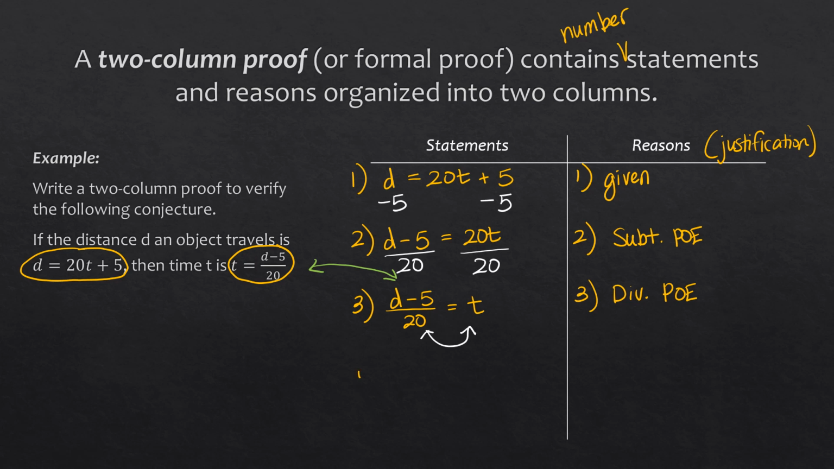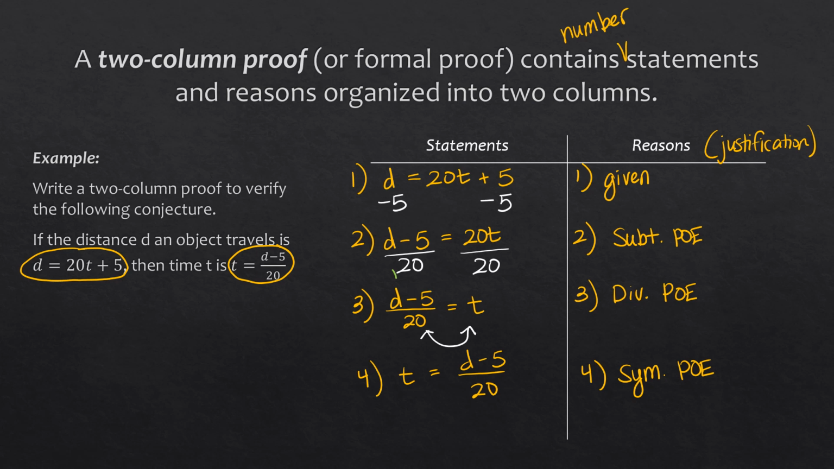So we are allowed to flip it around. We're allowed to say, oh, so t equals d minus 5 over 20. That is precisely what I aim to prove. And think to yourself for a second, what is it that allows me to flip the equation around like that? Or give myself a mirror image, perhaps? That would be my symmetric property of equality. And congratulations, you've just done your first proof.